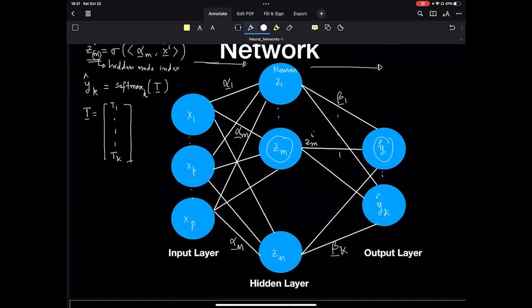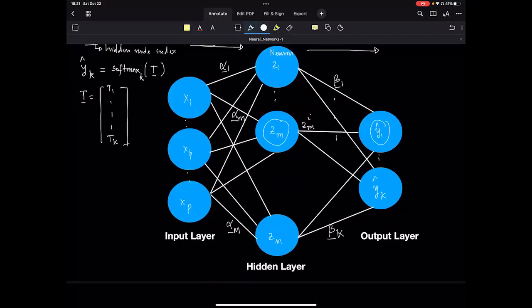Okay, and here my T_k I will write out as the inner product between beta_k and Z. And softmax itself, g_k of T, is defined as e to the T_k divided by the summation of e to the T_j, j going from 1 to capital K.